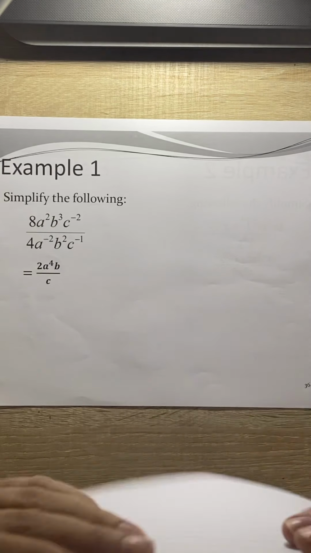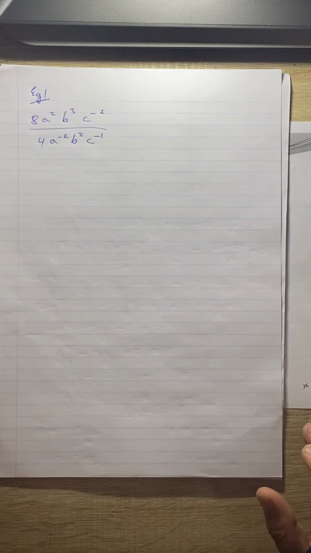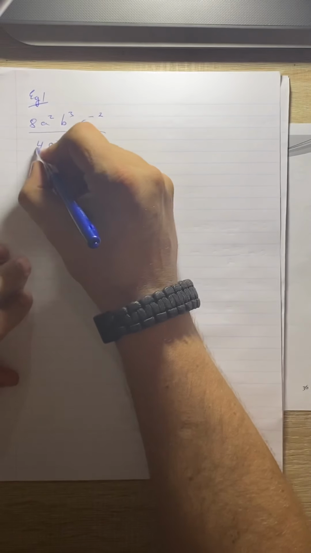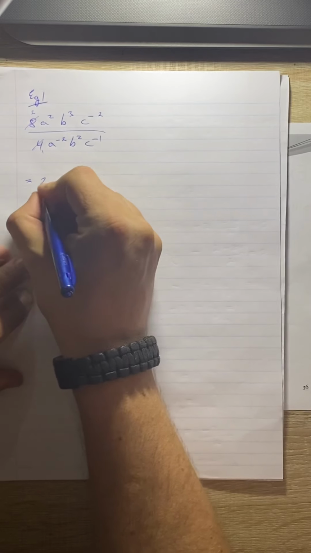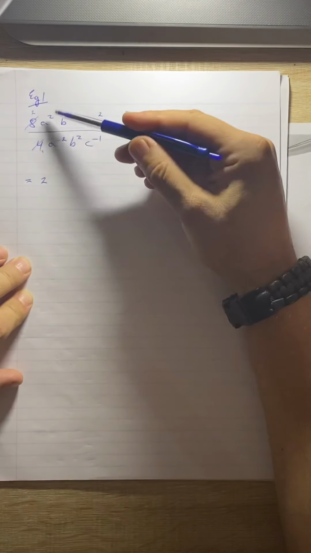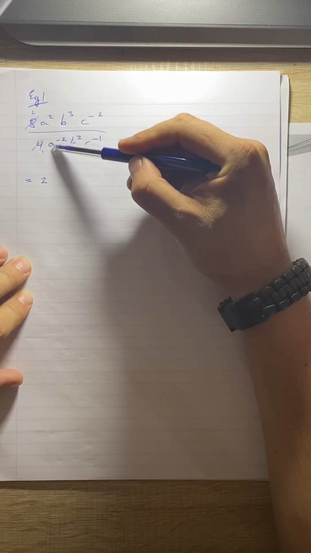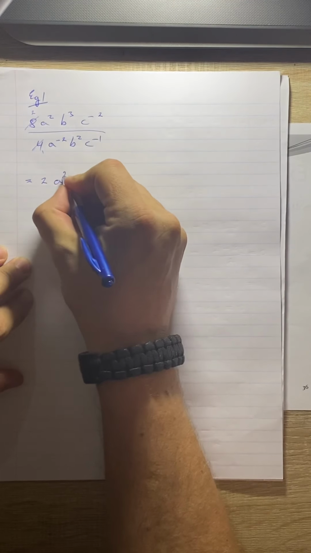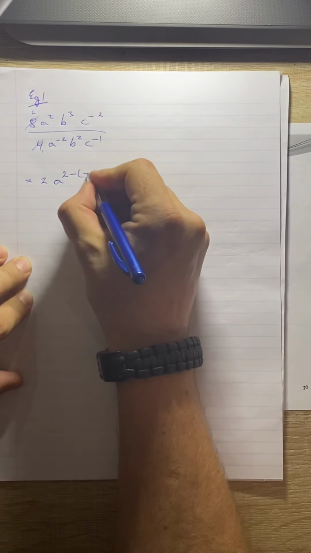Okay, so I know it looks a little bit hectic, but it isn't that bad. First of all, I'm going to divide the numbers. As you can see, 4 will go into itself once, 4 will go into there twice, so we're left with a 2. Now remember, if bases are the same and we are dividing, we subtract the exponents. So this will be a to the power of 2 minus the bottom exponent, which is minus 2.